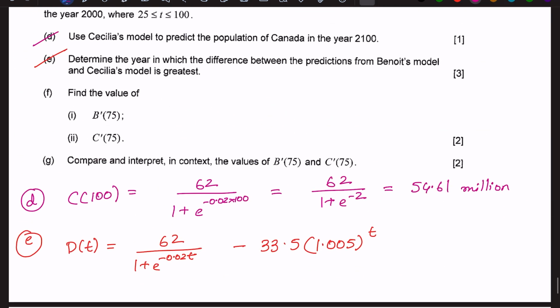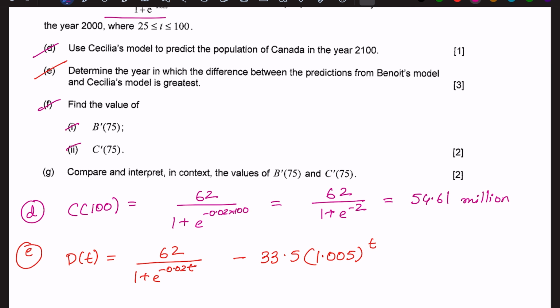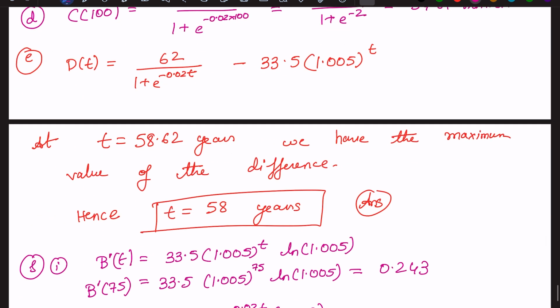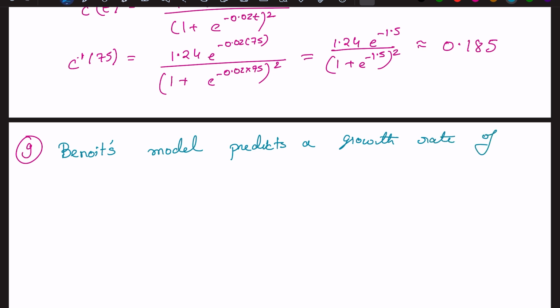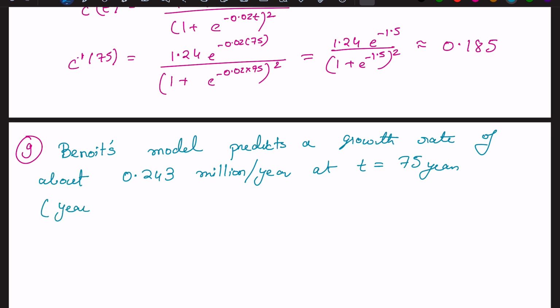Now next, which is the last part of this question, we have to compare and interpret in context the values of b prime 75 and c prime 75. So Benoit's model predicts a growth rate of 0.243 million per year at t equals 75 years, which is the year 2075.